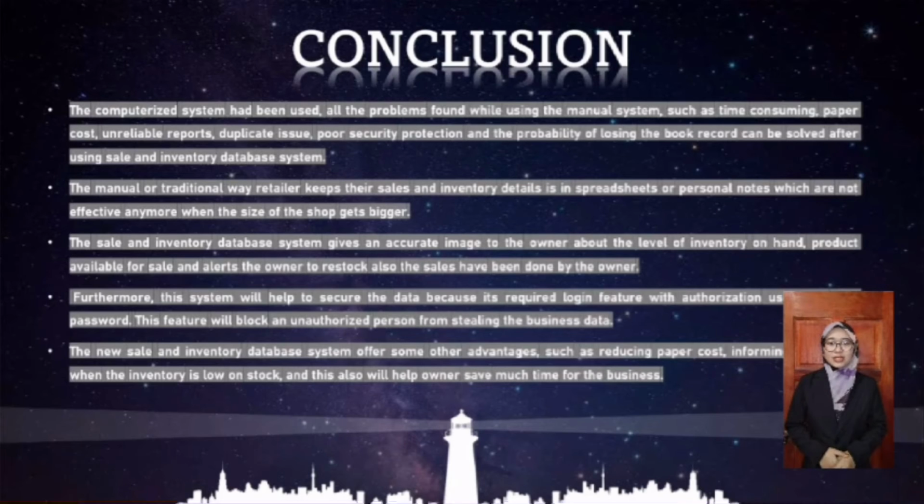So, in this case, we help Solartubes by designing the sales and inventory database system, so that we can help the business to reduce risks that exist in the current situation, which is that they are using the manual system, which is bookkeeping record. The sales and inventory database system gives an accurate image to the owner of the level of inventory on hand, product available for sale, and alerts the owner to restock, also the sales that have been done by the owner. Furthermore, the system will help to secure the data because it requires a login feature with an authorized username and password. This feature will block any unauthorized person from stealing the business data.